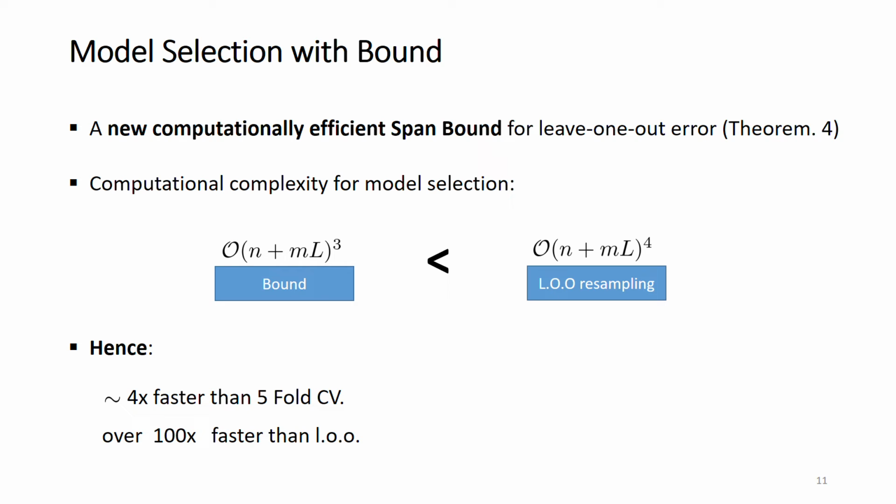Finally, we derive a new computationally efficient span bound for leave-one-out error that also allows for efficient model selection. Our results show up to 4 times speedup against 5-fold CV and over 100 times speedup against leave-one-out model selection.